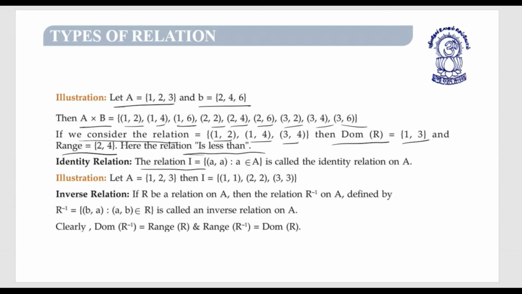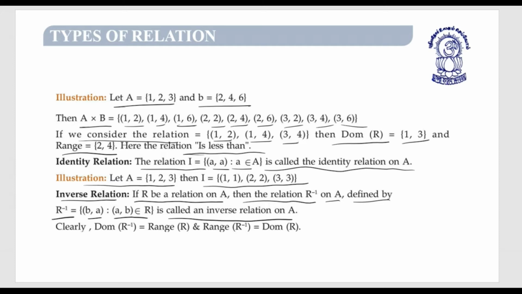Identity relation. The relation I = {(a, a) : a belongs to A} is called the identity relation on A. Illustration. Let A = {1, 2, 3}. Then I = {(1,1), (2,2), (3,3)}. Inverse relation. If R is a relation on A, then the relation R inverse on A is defined by R inverse = {(b, a) : (a, b) belongs to R}, and is called the inverse relation on A. Clearly, domain of R inverse = range of R, and range of R inverse = domain of R.